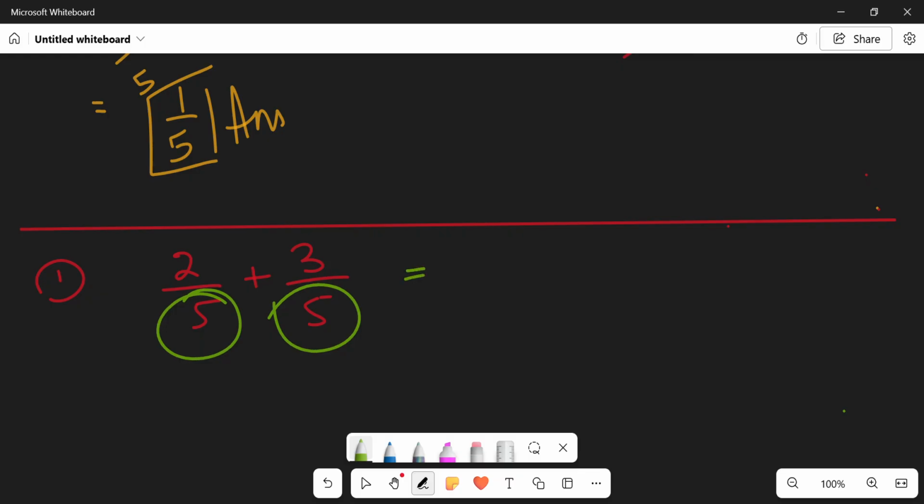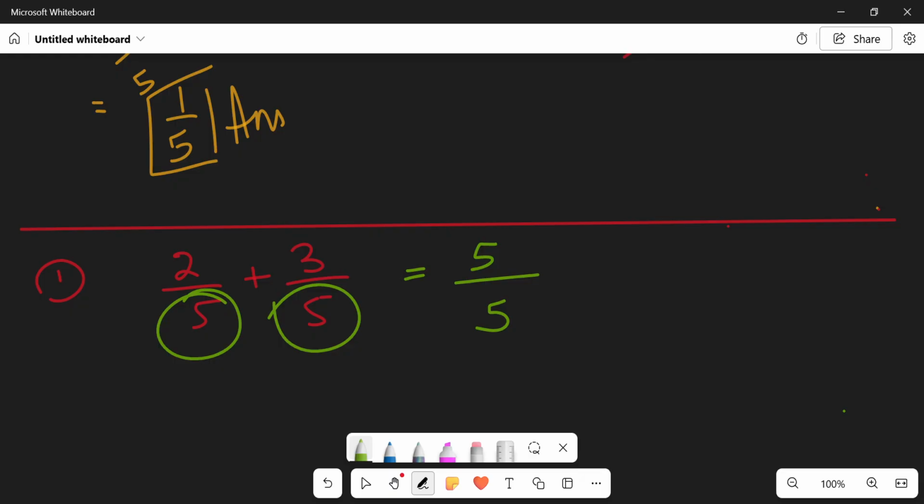So when both the denominators are the same, we will take 5 common and add the numerators. We add the top numbers. So 2 plus 3 gives you 5. Okay, so 5 over 5. Do you think this is the final answer? No, this is not the final answer.